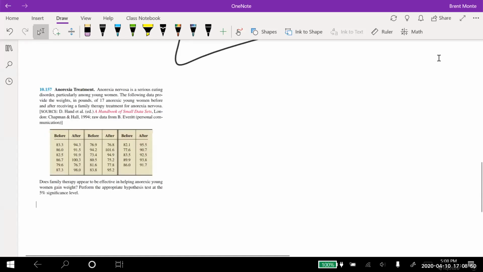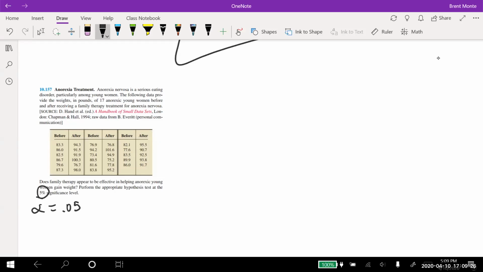So let's take a look at this one. It says anorexia treatment. Anorexia nervosa is a serious eating disorder, particularly among young women. The following data provide the weights in pounds of 7 anorexic young women before and after receiving a family therapy treatment for anorexia nervosa. Okay, so they give us the data and then it says, does family therapy appear to be effective in helping anorexic young women gain weight? Perform the appropriate hypothesis test at the 5% significance level. So we know alpha is 0.05, so we've got that going for us.